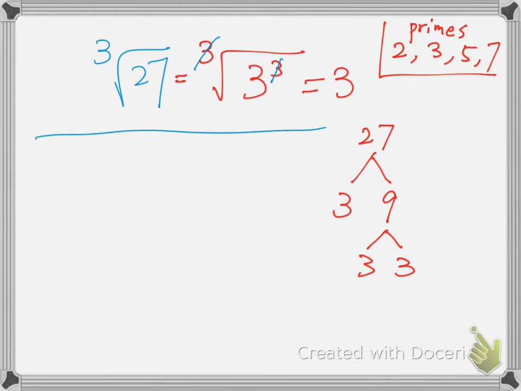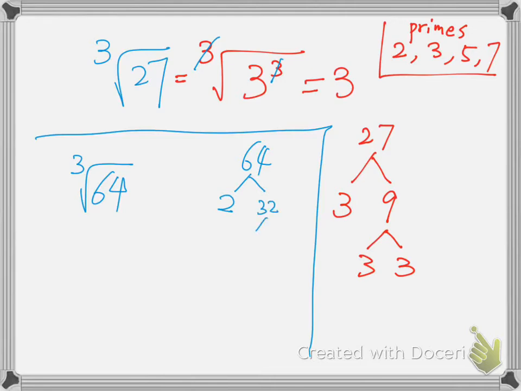So let's try another one, right? Let's say it's 64, the cube root of 64. So what's 64? We use prime numbers to factor 64. So it's 2, 32, 2, 16, 2, 8, 2 and 4, 2 and 2. So the cube root of 64 is the cube root of 2 to the 6th power.